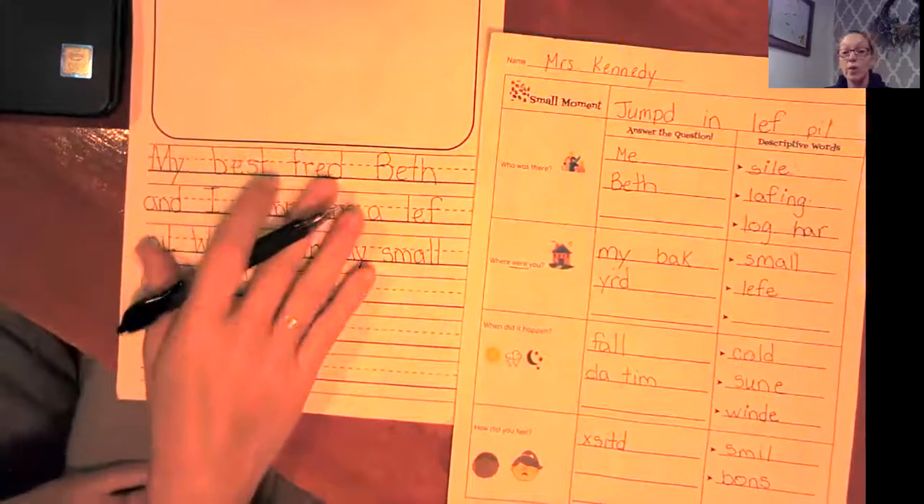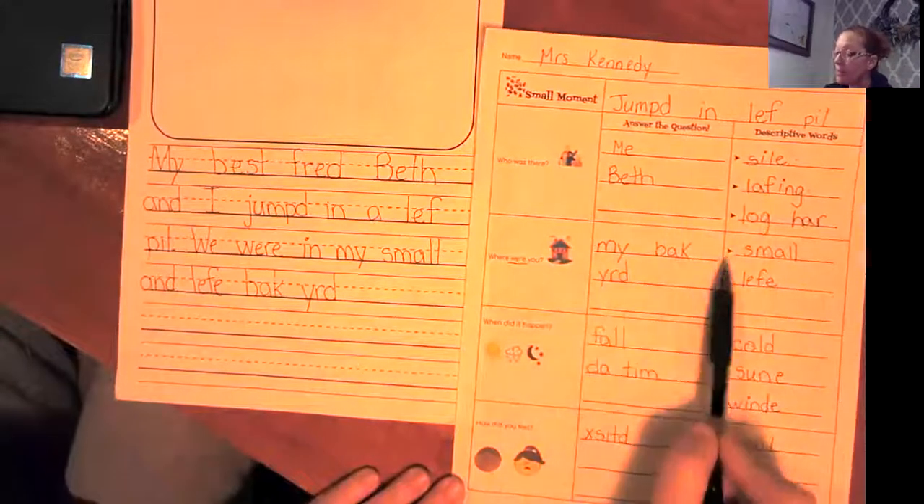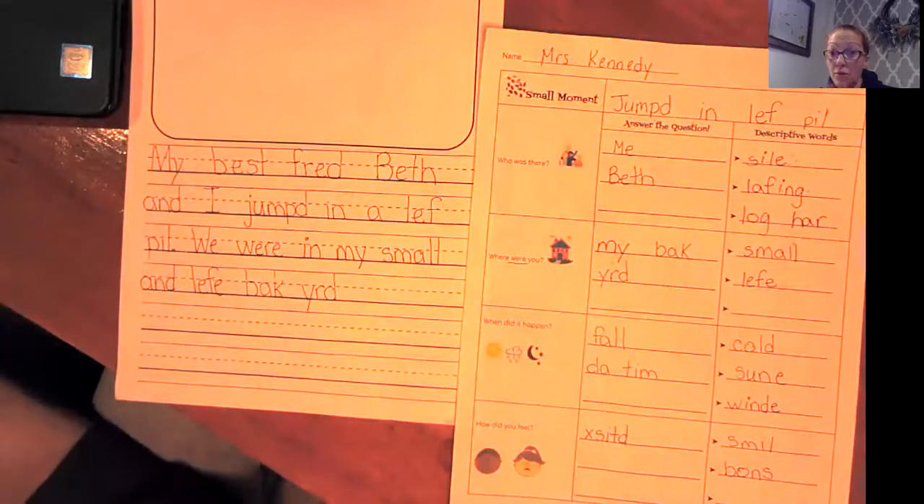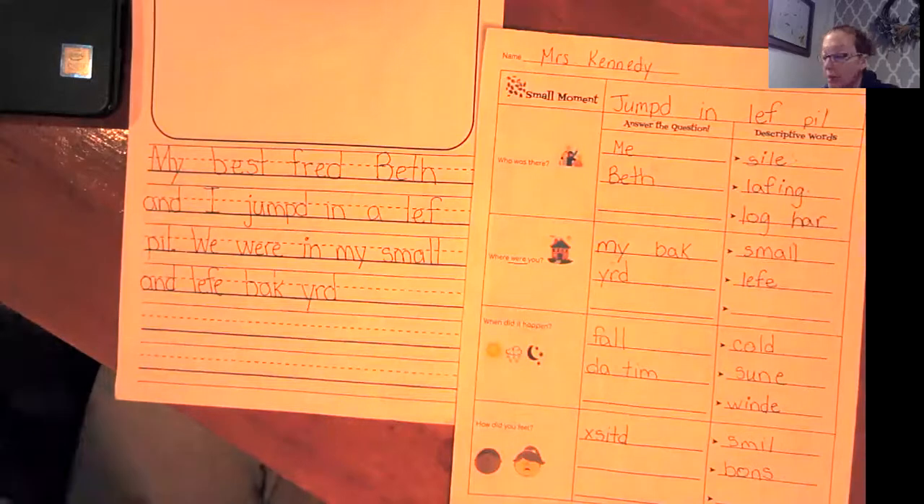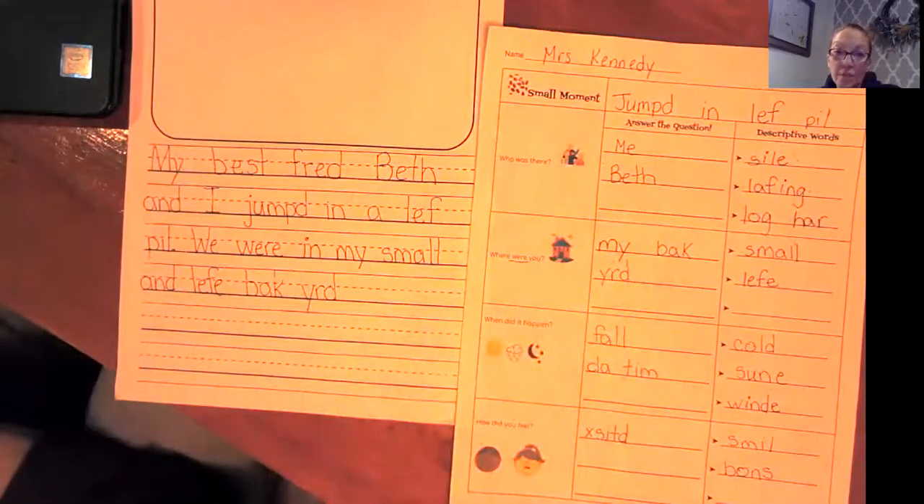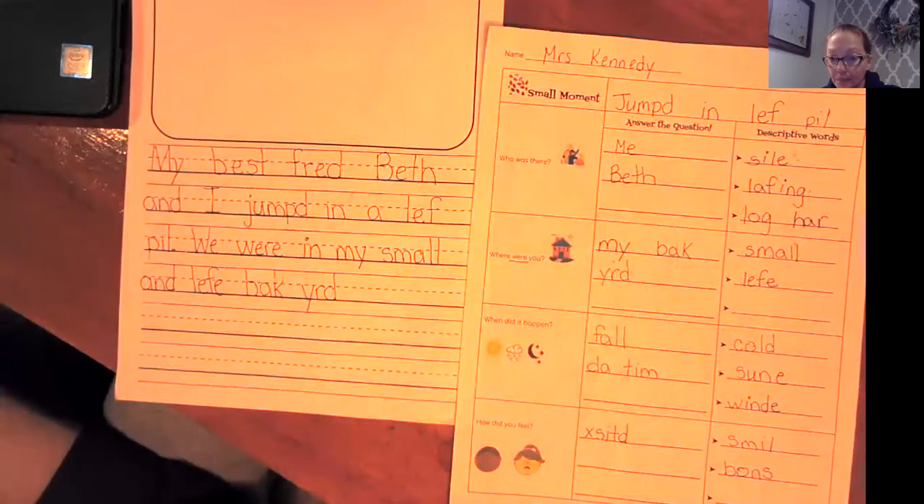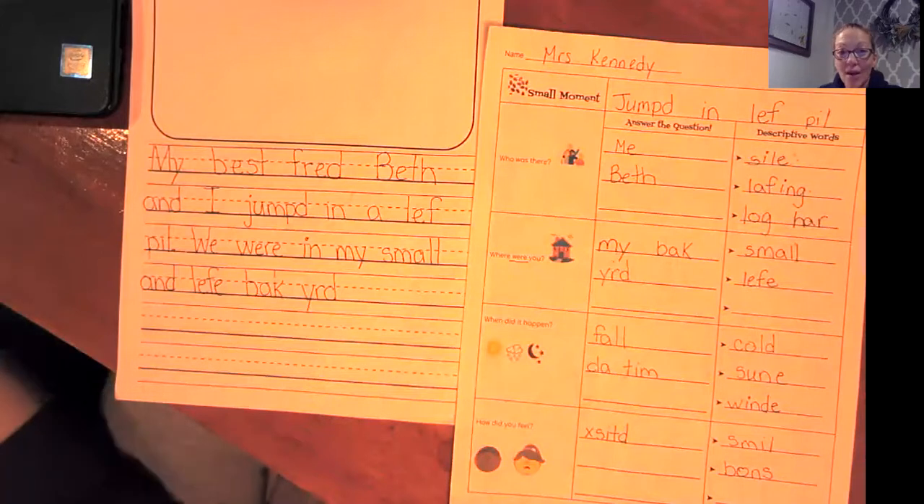Make sure when you are done writing the sentences for your first two boxes, right? Because I only wrote two sentences, but I included all of this information. So when you're done writing those two sentences, I want you to take a picture of it and send it in through Schoology. We cannot wait to see your work.